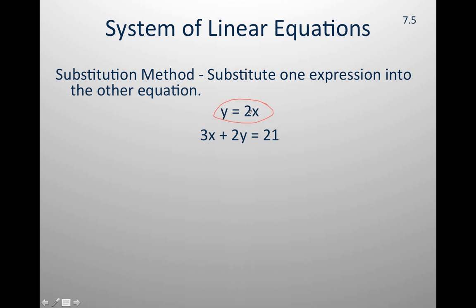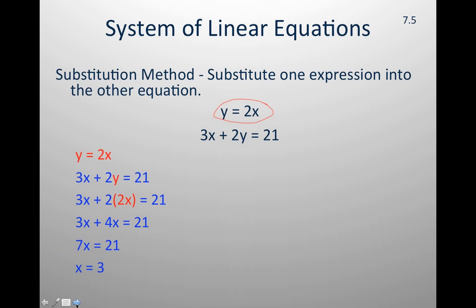Okay, so as we're solving this problem, we're simply going to plug in the 2x for the y. That's why it's called a substitution method. Okay, now by substituting in the 2x for the y, we've basically eliminated one of the variables. Okay, so you can see that we have 3x plus 2 times 2x equals 21. So in this case, we just have a bunch of x variables, no y variables.